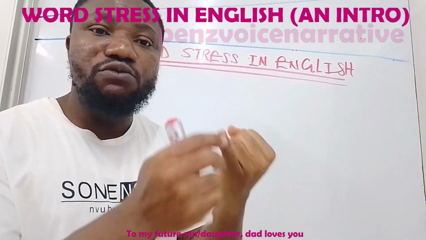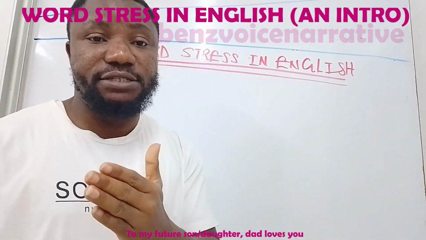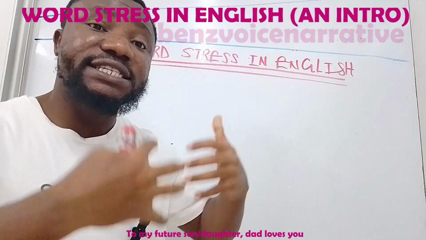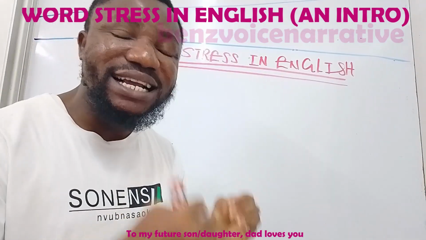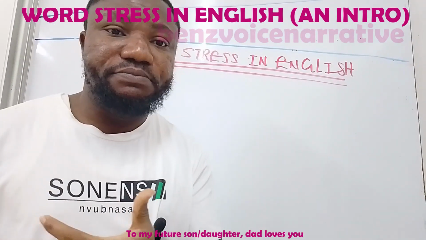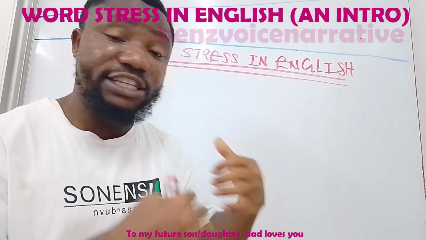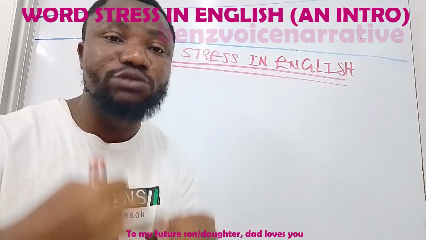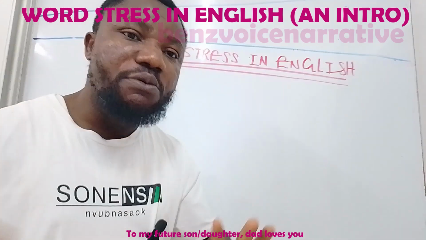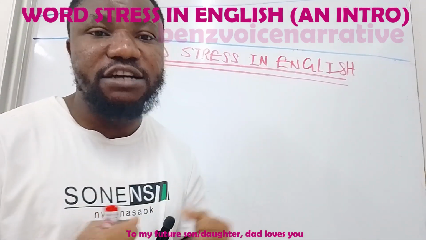First of all, we have what is called the primary stress, which is the first degree. We have the secondary stress degree, and then we have the weakly stressed syllable degree. First, the primary stress. Second, the secondary stress. And then number 3, the weakly stressed syllable. Before we come to all of this, what is a syllable?